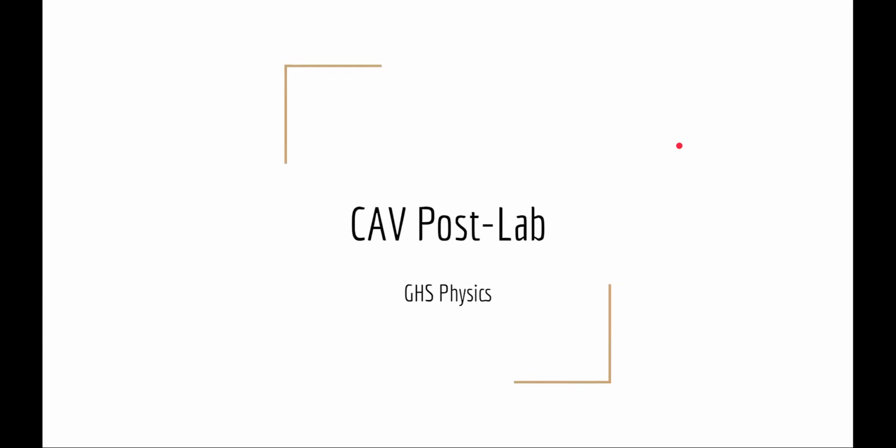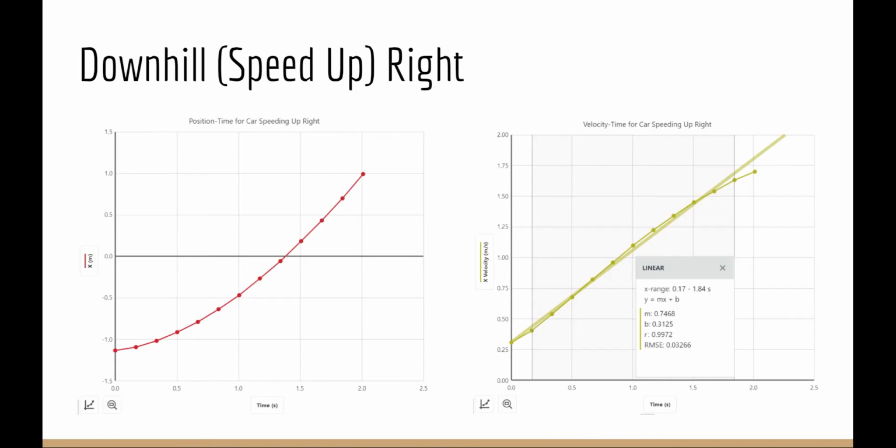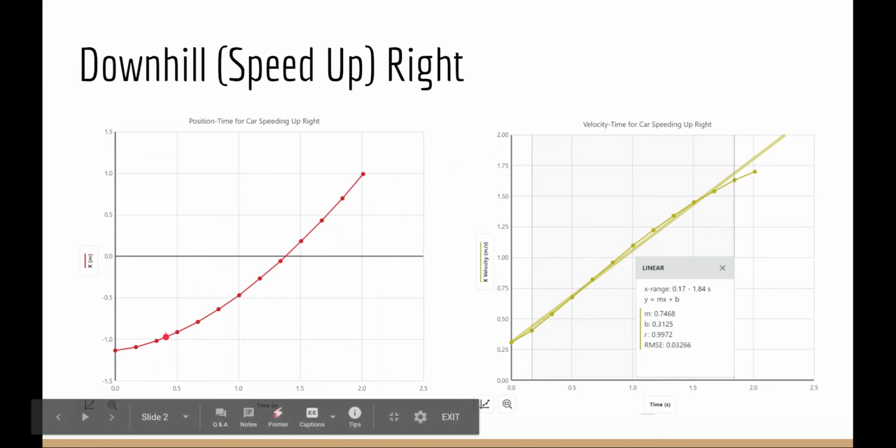All right, we'll be talking about some of the stuff we can learn from our CAV lab. So first up, we'll just take a look at each of the graphs. So this is a car that is moving downhill, so it's speeding up and going to the right. Take a look at our position time graph here. It's curved and it gets steeper as time goes on.